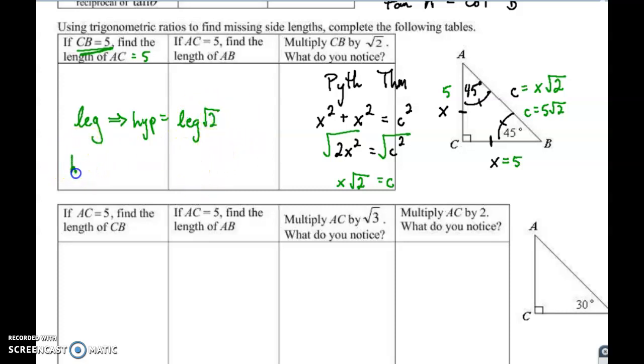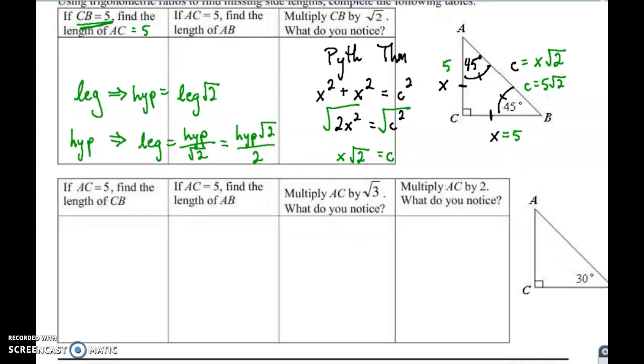And what if you know the hypotenuse and you want to work backwards? Well, how do you go backwards from multiplication? You divide by root 2. Now, most people would rationalize that, and they would write it's the hypotenuse root 2 over 2. And if you're confused by that, well, we can talk about that at any point.